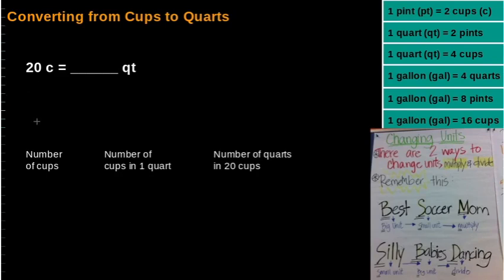So let's go ahead. Number of cups in our question, 20. We're dividing because we're moving from small unit to big unit. Number of cups in a quart, that's 4. What's 20 divided by 4? That's 5. So we have 5 quarts in 20 cups. Okay, hope you all got that. Great job if you did. Moving on to the next question.